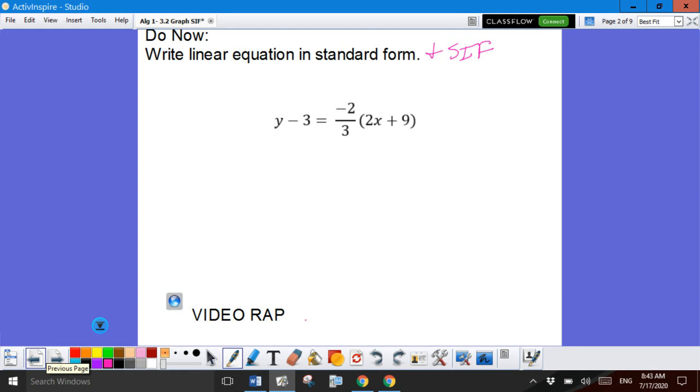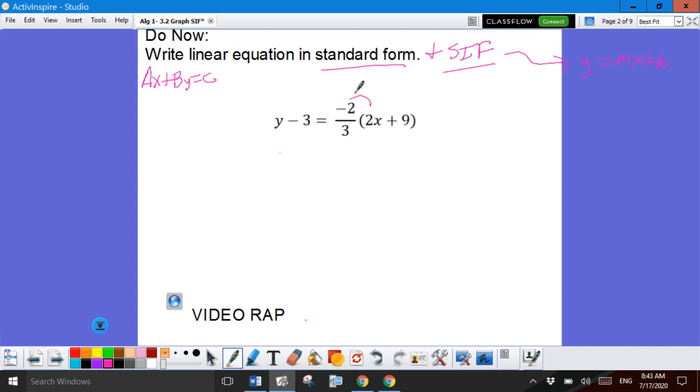All right, let's see how you did. So we're actually going to take this to standard form and slope-intercept form, just to make sure that we can solve for y and we can also get standard form. Remember, standard form is ax plus by equals c, and slope-intercept form is y equals mx plus b.